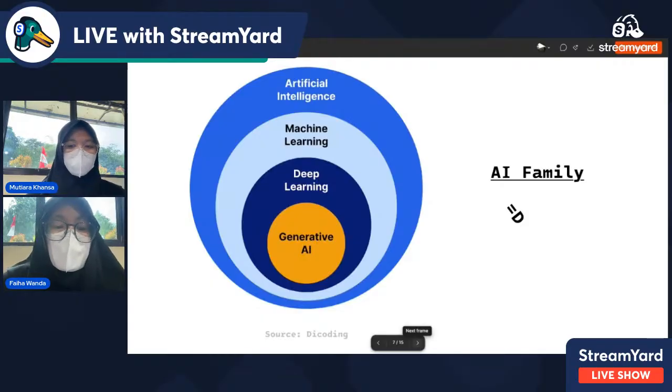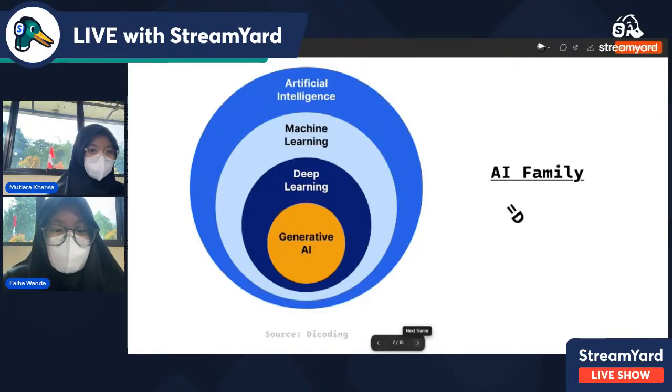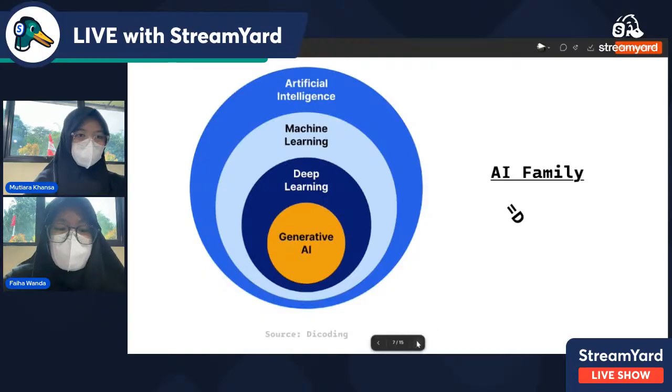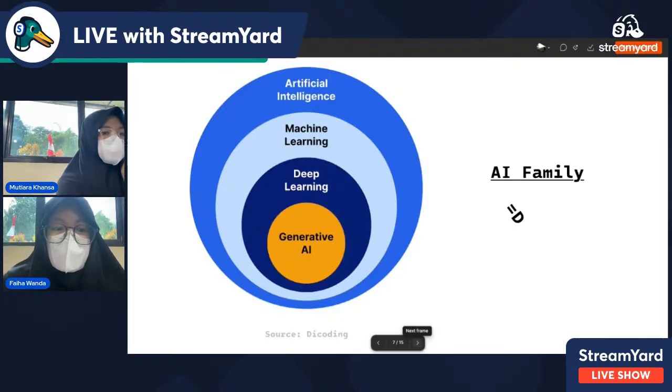And finally, we have generative AI. Unlike other AI systems that mostly recognize or predict information, generative AI can create something new. It can generate text, images, videos, or even computer code. So remember, ChatGPT or Gemini is not AI itself. It is one example of generative AI. And right now, we will break it down one by one. The first one, we have machine learning.